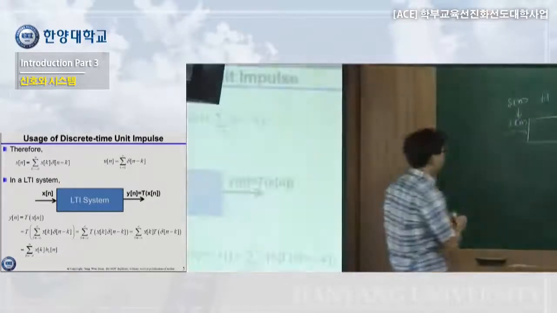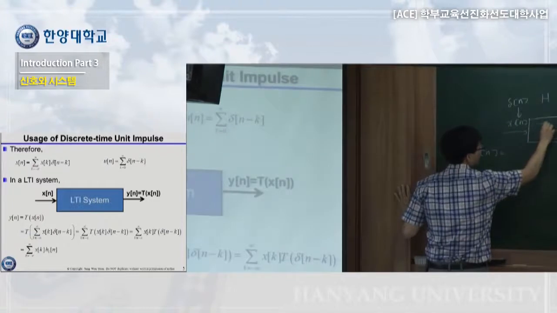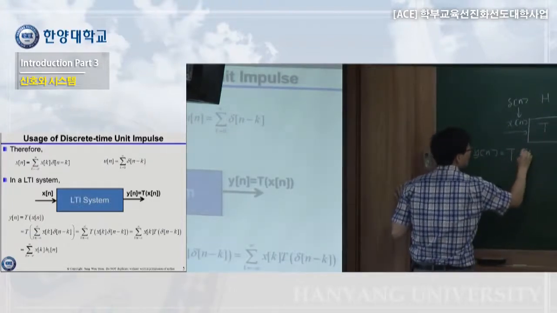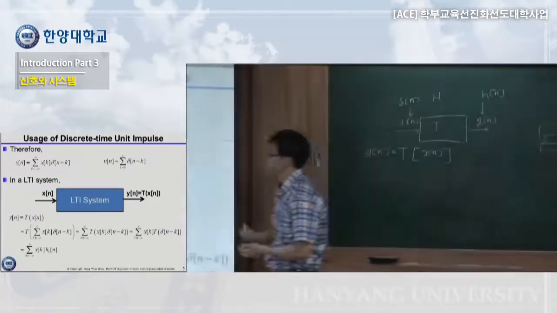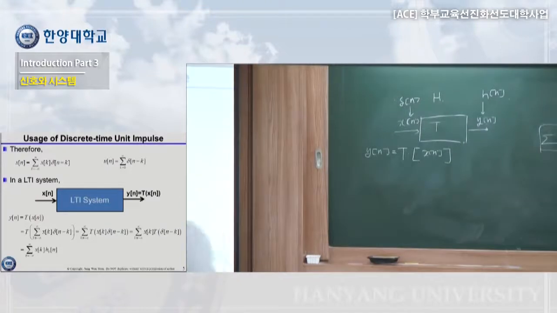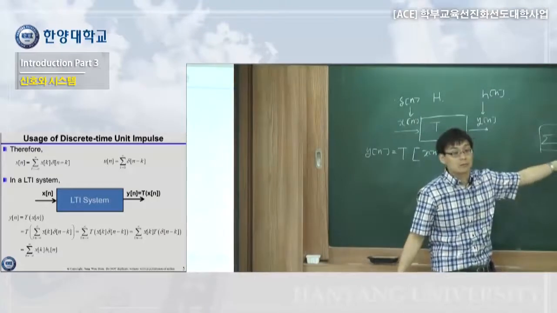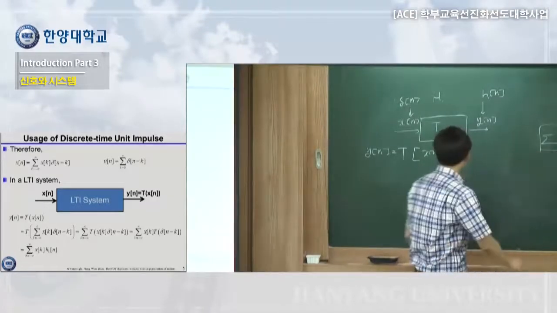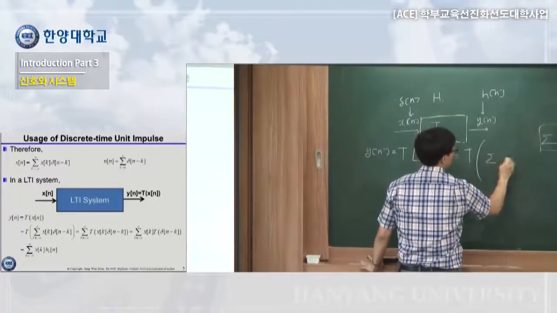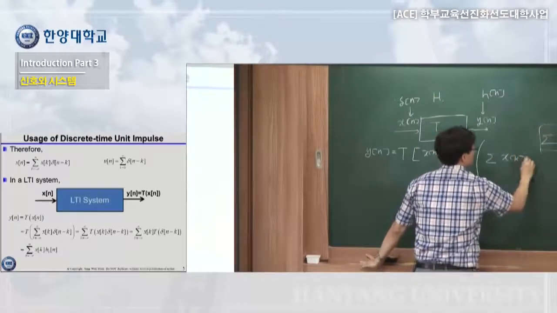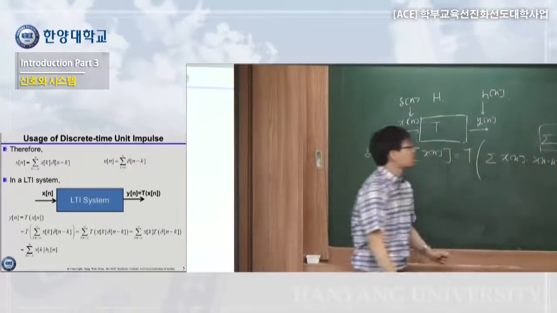And why? Let's have some derivation. Assume that this output y is given as some transfer function, some function of x[n]. Assume that they're given like this. And remember, this input can be modeled like this: sigma of x[k] times delta[n minus k]. We can do that.